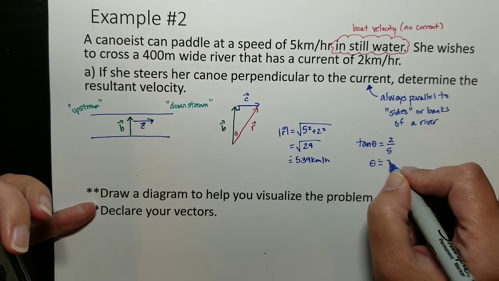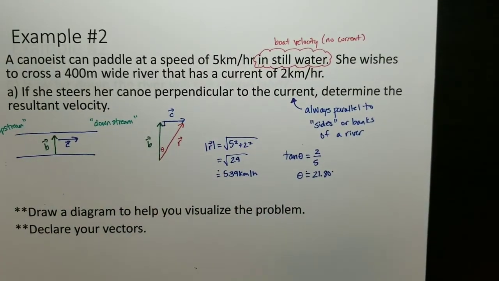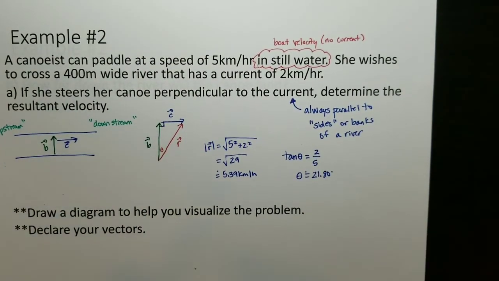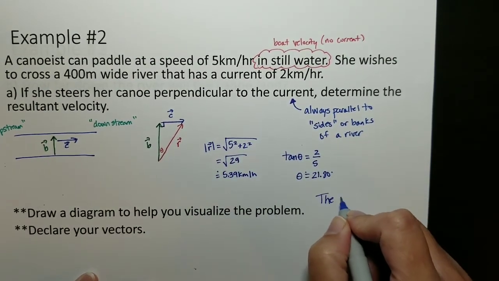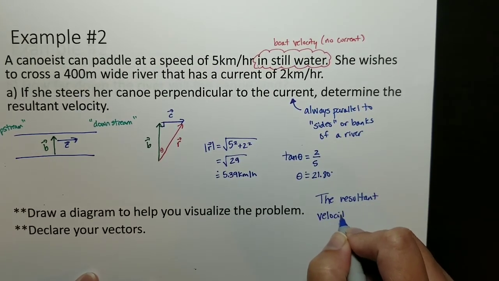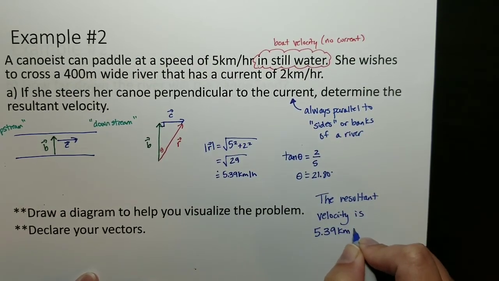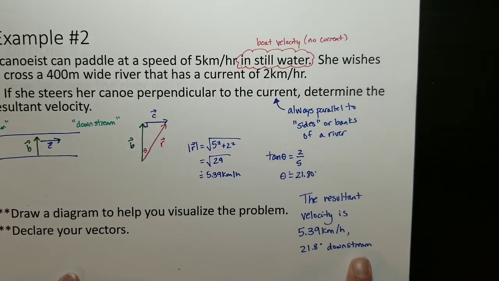And that gives me a value of 21.80 degrees. So I've gotten my angle for theta. So we would put a statement saying that the resultant velocity is 5.39 kilometers per hour, and it's 21.8 degrees downstream. That's the direction she's going.